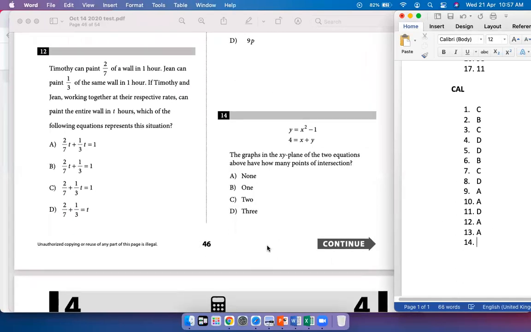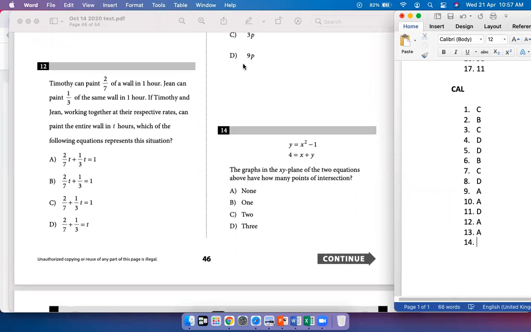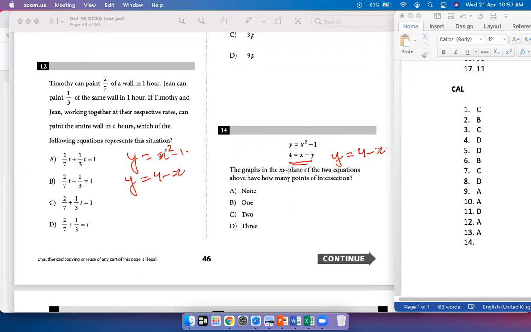Question 14. The graphs in the xy plane of the two equations above have how many points of intersection? Okay, so my graph is y equals x squared minus 1. And from this, I can say y is 4 minus x, right? So y is 4 minus x. So I equate them to get the points of intersection. So x squared minus 1 is 4 minus x. So x squared plus x minus 5 is 0.